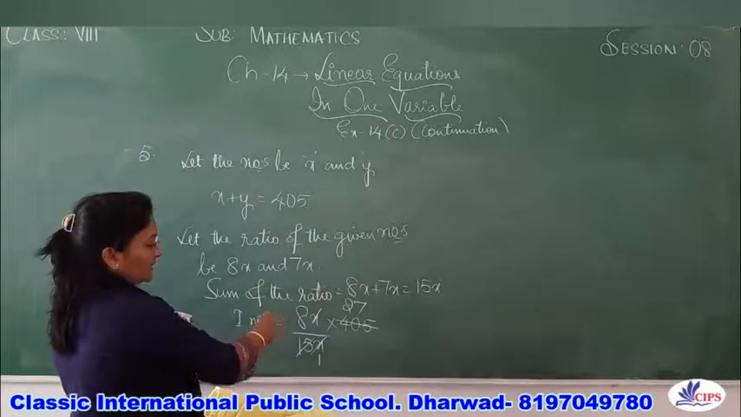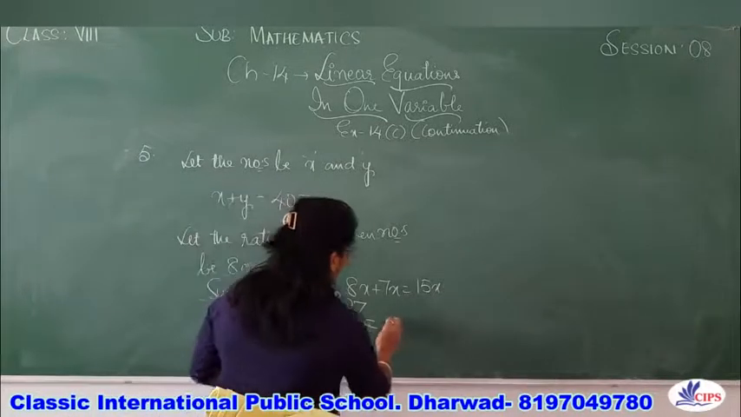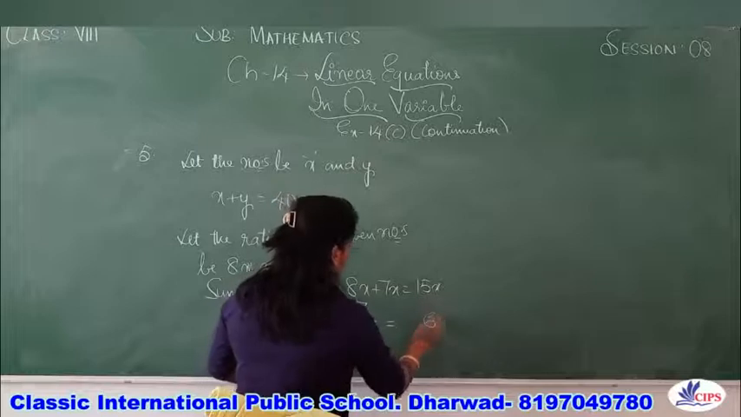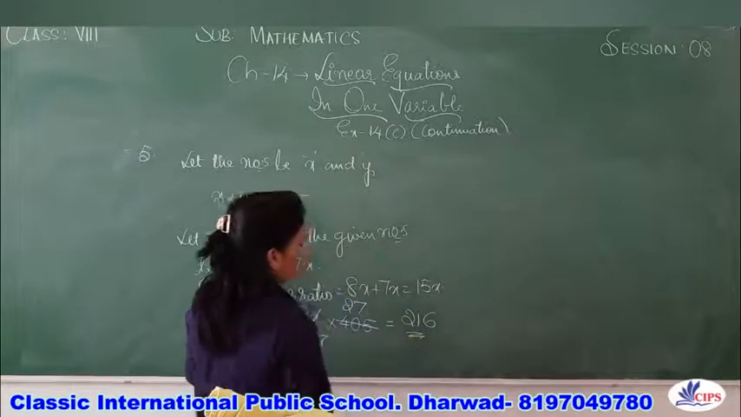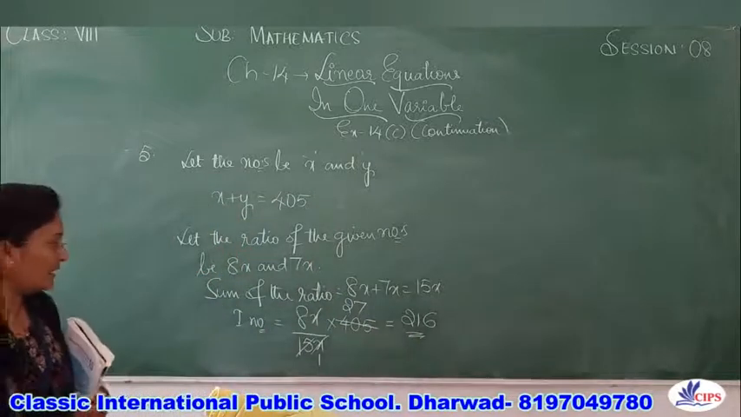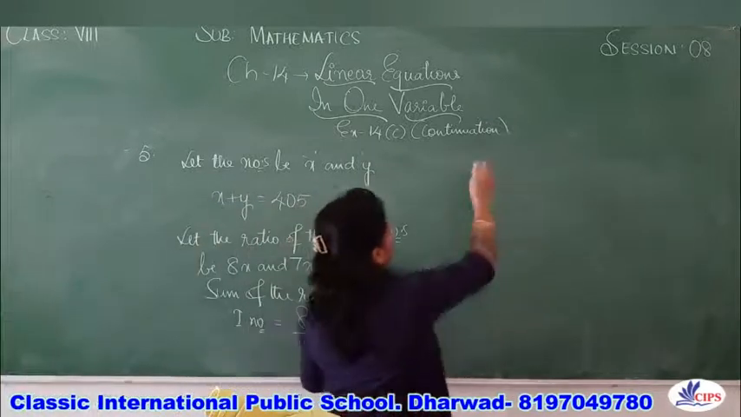Now we will multiply this 27 and 8. What is 27 eights? So 8 sevens is 56, then 8 twos are 16, 16 plus 5 is 21. So our first number will be 216. Now let us find the second number.